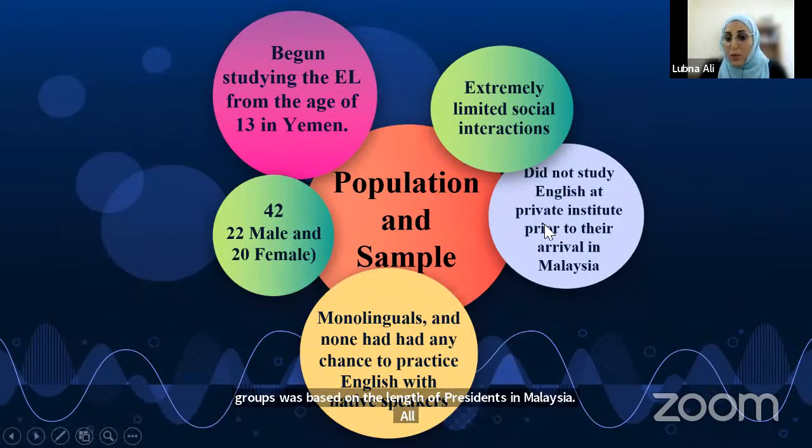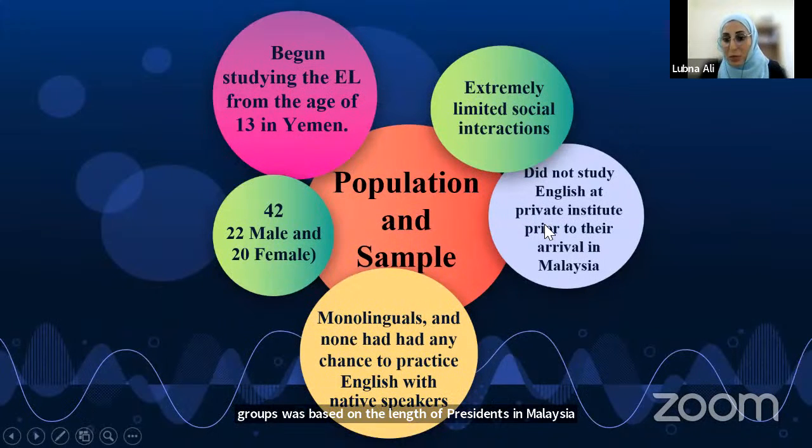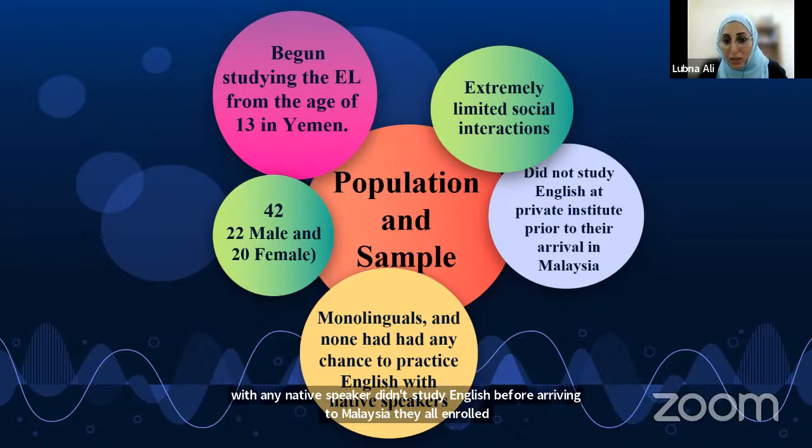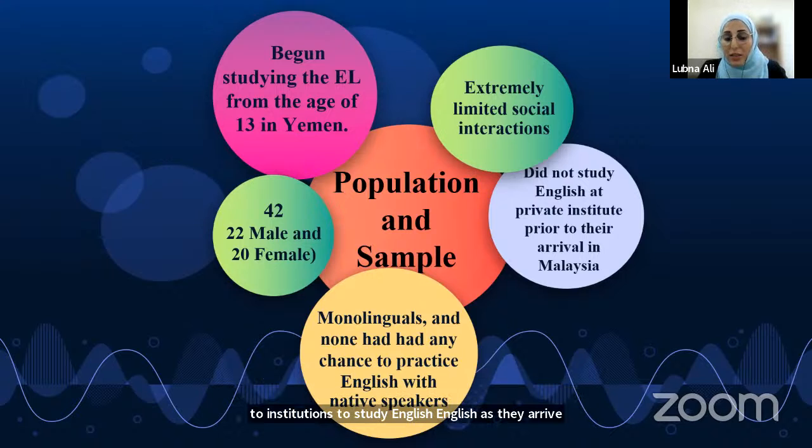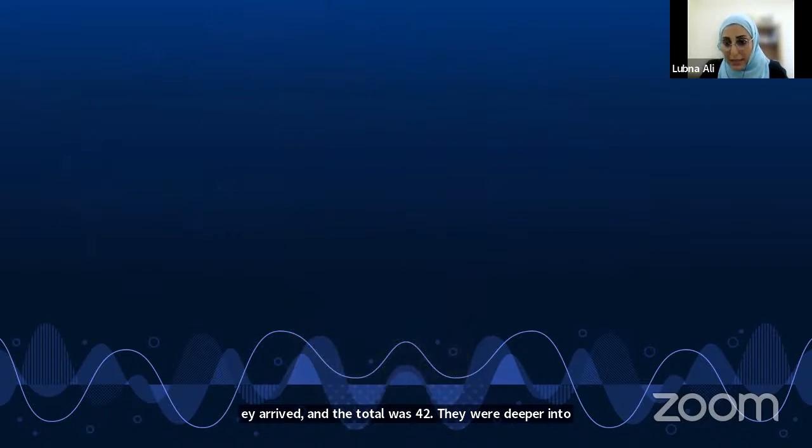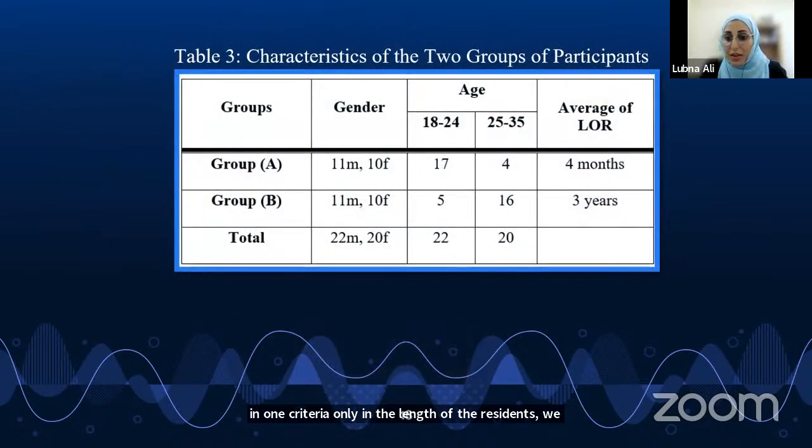All the participants were Yemeni, non-speakers of English. They don't have any chance to practice English with any native speaker. They didn't study English before arriving in Malaysia. They all enrolled in institutions to study English in Malaysia as they arrived, and the total was 42. They differ in one criterion only, their length of residence. We have 4 months and 3 years.